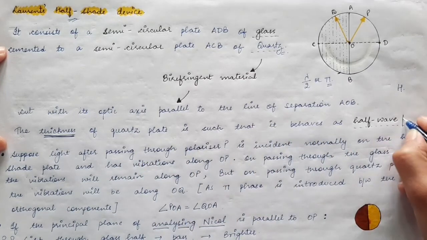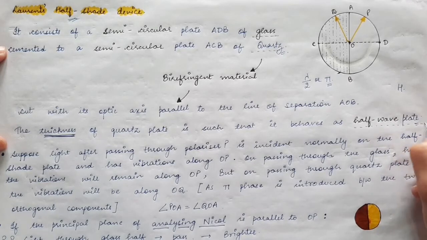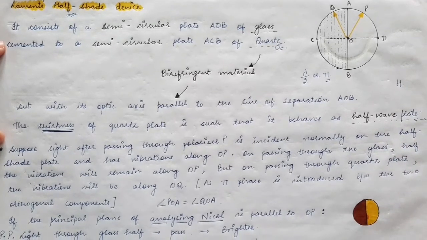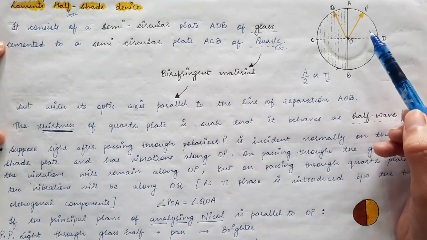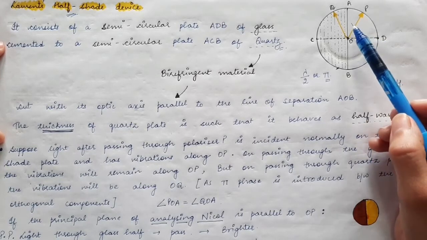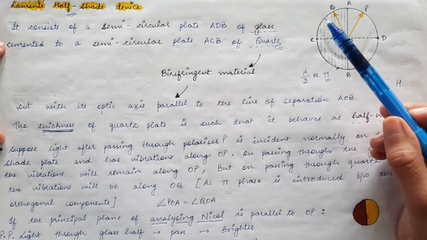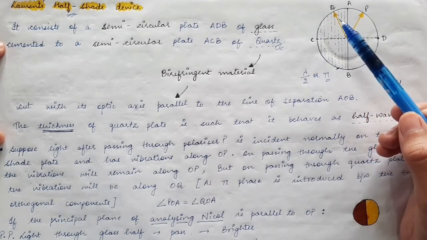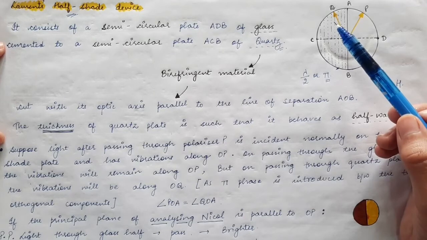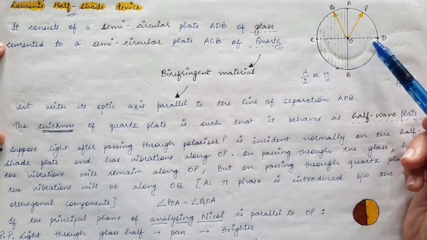Now let's suppose, as we have seen in the previous diagram, that firstly the unpolarized light is made to fall on a Nicol prism, which acts as the polarizer, and after the polarizer the light is made to fall on the half shade device.